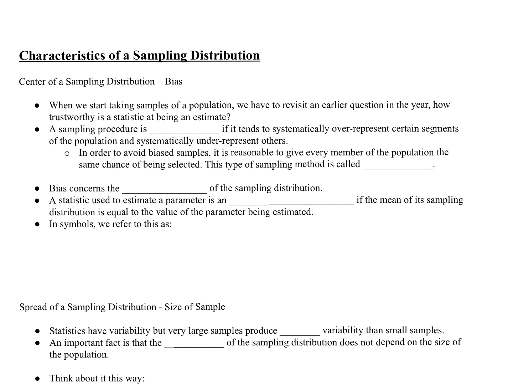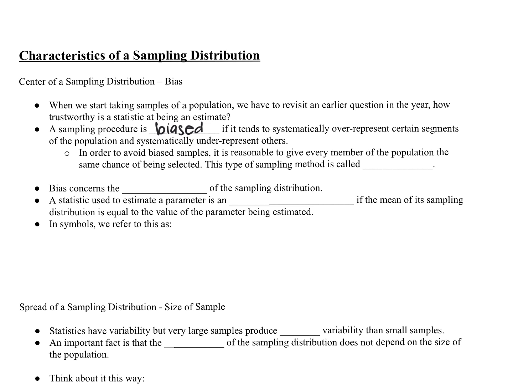So let's talk about some characteristics of a sampling distribution. The first one we're going to talk about is the center and how bias plays a part in that. When we start taking samples of a population, we have to revisit an earlier question: how trustworthy is a statistic at being an estimate? So is it biased? A sampling procedure is biased if it tends to systematically overrepresent certain segments of the population and systematically underrepresent others.